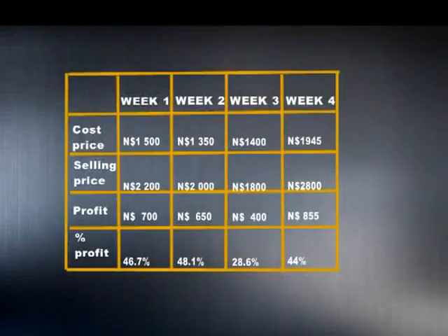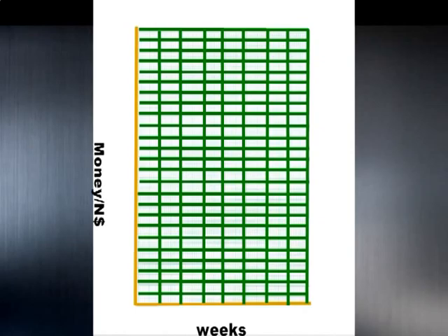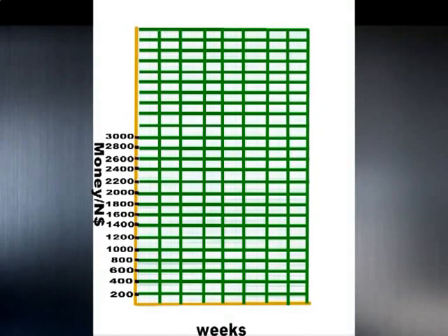Here is the data for the first 4 weeks of the year. On a piece of graph paper, I draw an X and Y axis, like this. The X axis represents the number of weeks, and the Y axis represents the amount of money in Namibian dollars. Then I label my axes and number them. Because I work with big amounts, I can number my y-axis so that 1 centimeter equals $200. I only need 4 numbers on the x-axis, so 2 centimeters on the x-axis can represent 1 week.